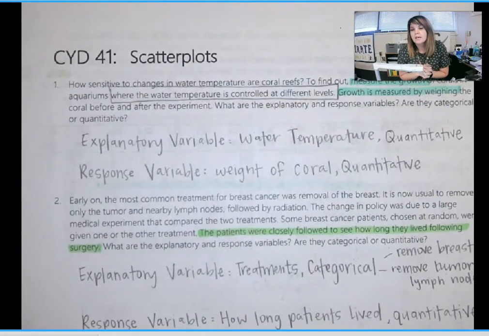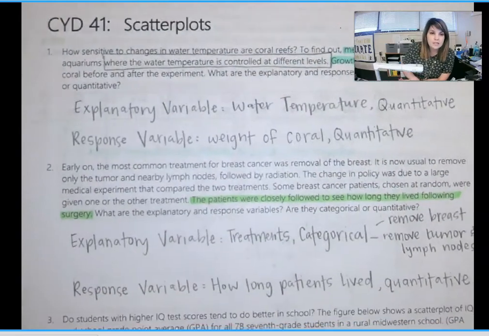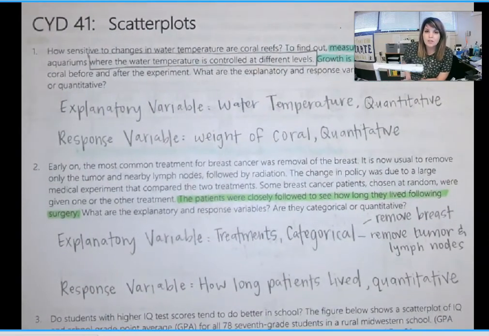This Can You Do is a lot of writing, and we're mostly practicing following the phrases to memorize that we have in our note sheets that go along with this Can You Do. So 1 and 2 want you to identify the explanatory and response variable and also categorize it as quantitative or categorical. You can see my answers for both here.